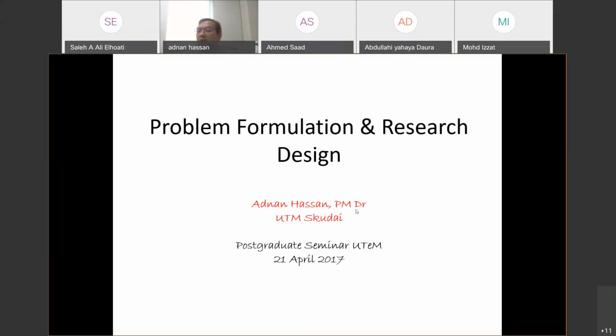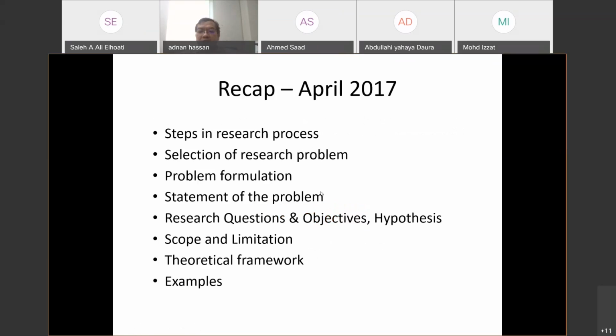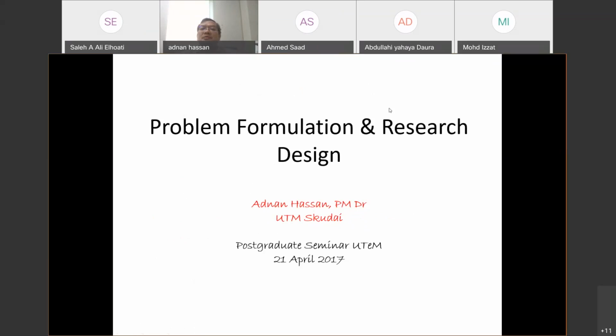Okay, so let me move to a new aspect here, which is related to what we call problem formulation and research design. Okay, I want to focus on research design. This is related to chapter 3, research design. Okay, at the end, you're going to have a research methodology chapter. Research methodology, chapter 3.